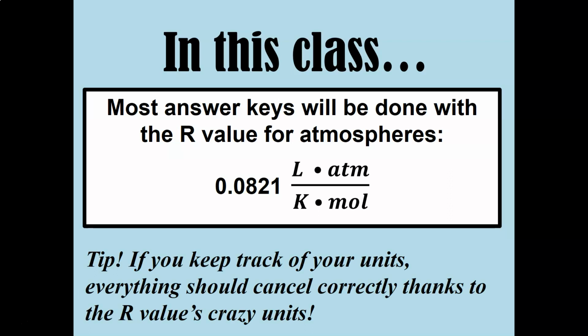If you keep track of your units, because of these crazy units on the R value, you'll be able to make sure that everything cancels out correctly. The way we say these units would be liter atmospheres per Kelvin mole, or liters millimeters of mercury per Kelvin mole, or liter torrs per Kelvin mole. That's kind of how you say that. The little dots are multiplication symbols.